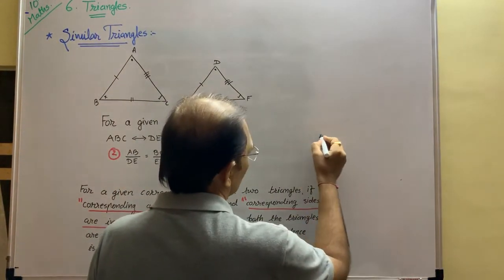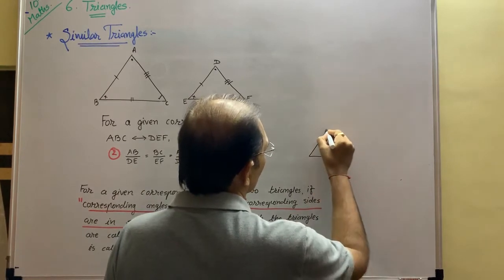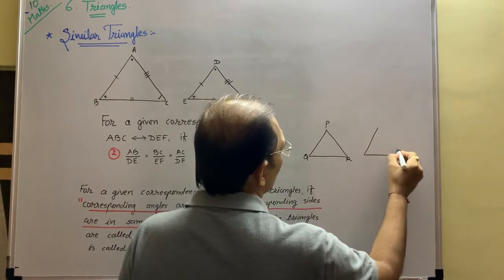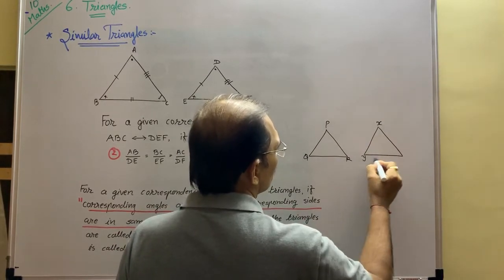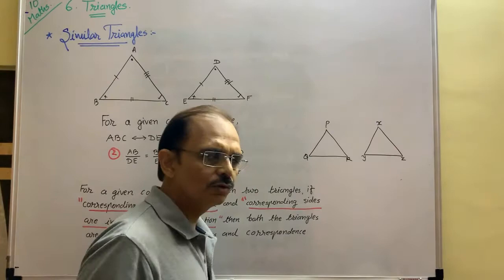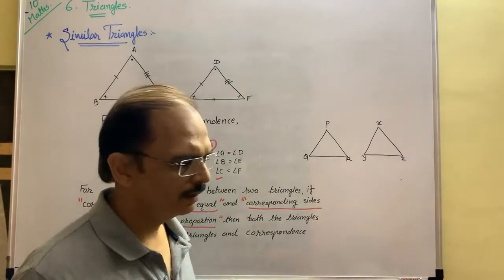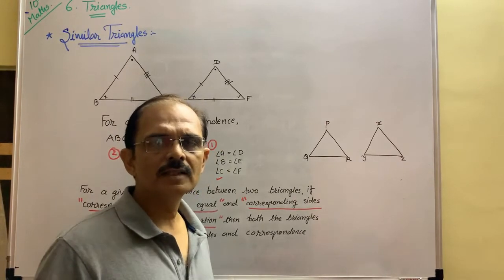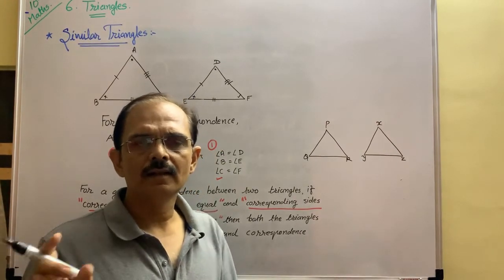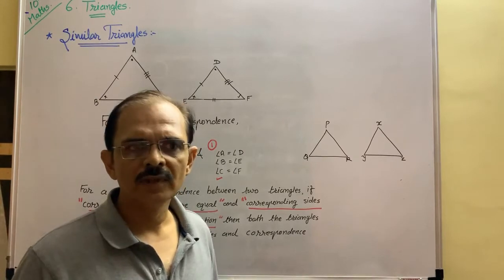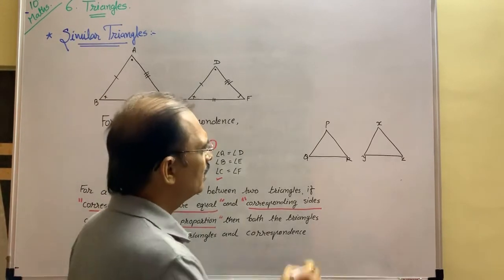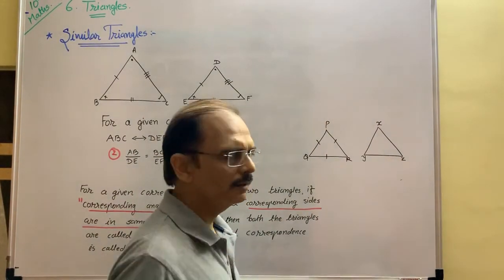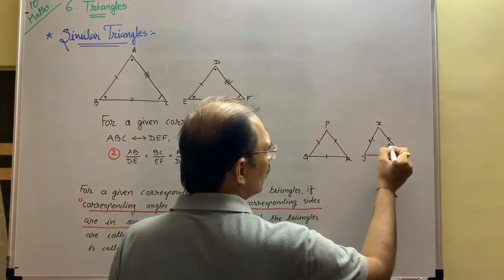Suppose triangle PQR and triangle XYZ, they are equilateral triangles. You know the definition of equilateral triangle. Equilateral triangle means equal side triangle. Lateral means side. Equi means equal. Equal side triangle means these three sides are equal. That means I can say that it is an equilateral triangle. Now these three sides are also equal.